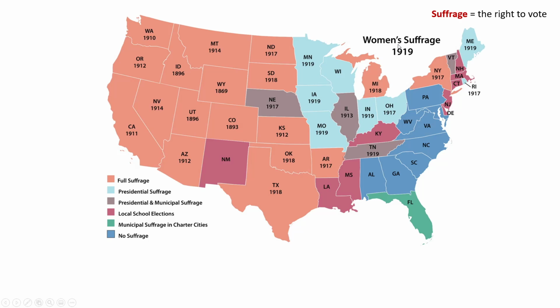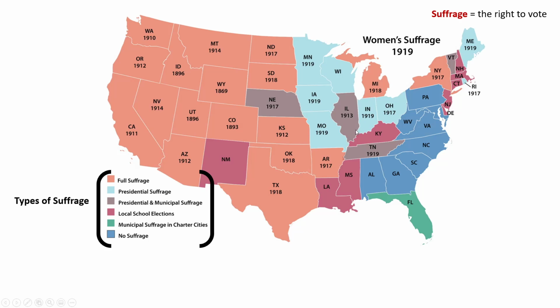So let's now look at our key down here. Our key just shows the different types of suffrage, the different types of voting. Over here in the West, we see that they have full suffrage rights. That means they could completely vote in any way they want to. They can vote in any type of election. In other words, they have as much voting power as men. If it says presidential suffrage, that means they could only vote in presidential elections. They can only vote for the president.